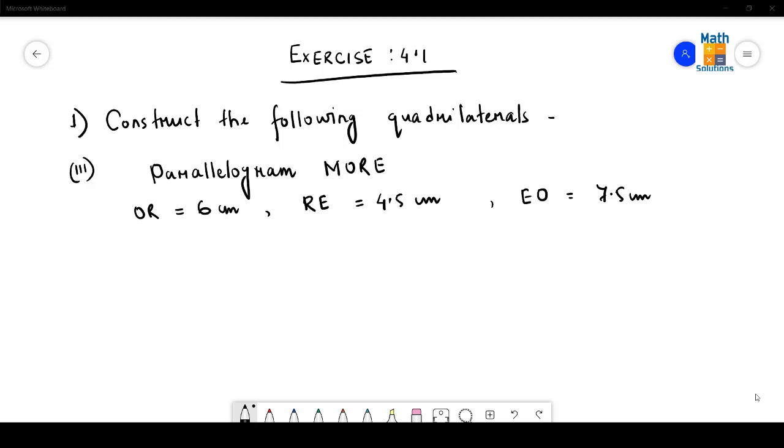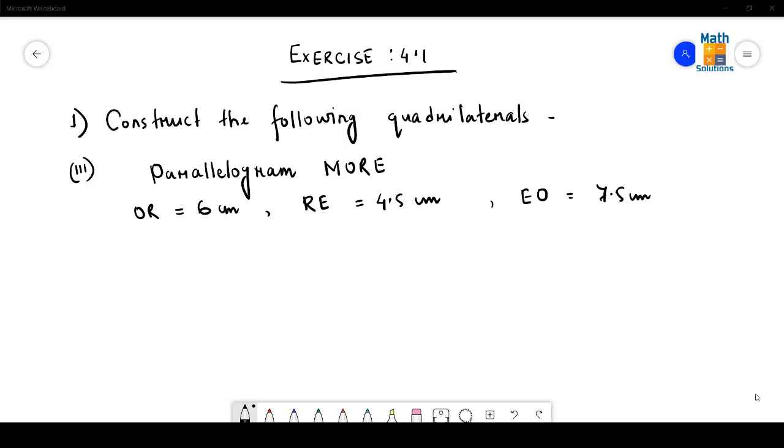Hello everyone. Through this video we are going to discuss question number 1, Roman 3 and Roman 4, of exercise 4.1 in the chapter of practical geometry. In my previous video we have already discussed the first two problems of this question number 1. So today through this video we are going to discuss these two sums. So here is the first question.